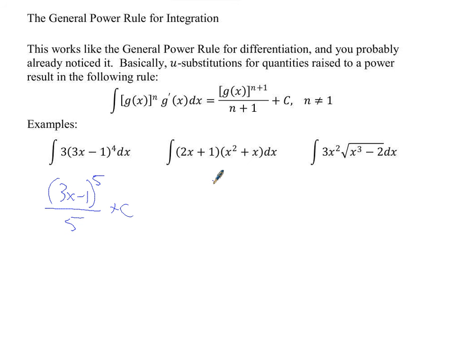For the second one, again, notice that we have some sort of function sitting here, and its derivative is sitting right here. There's a lot of functions that I can give you that have this sort of appearance to them. We're going to do a whole chapter on this sort of thing coming up pretty soon. So this is this derivative. Because of that, and the exponent here is 1, I can use my general power rule for integration and wind up with x squared plus x squared divided by 2.